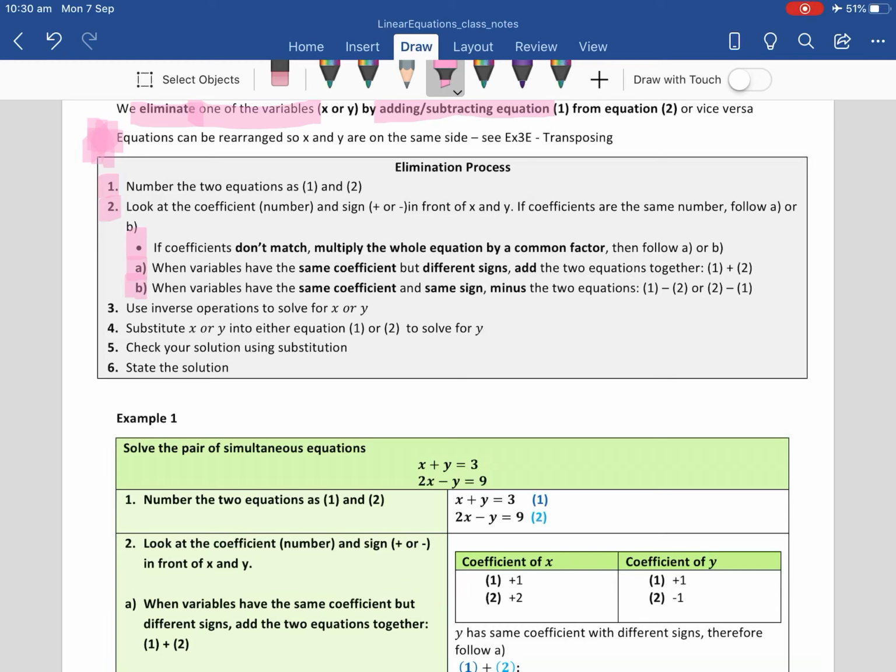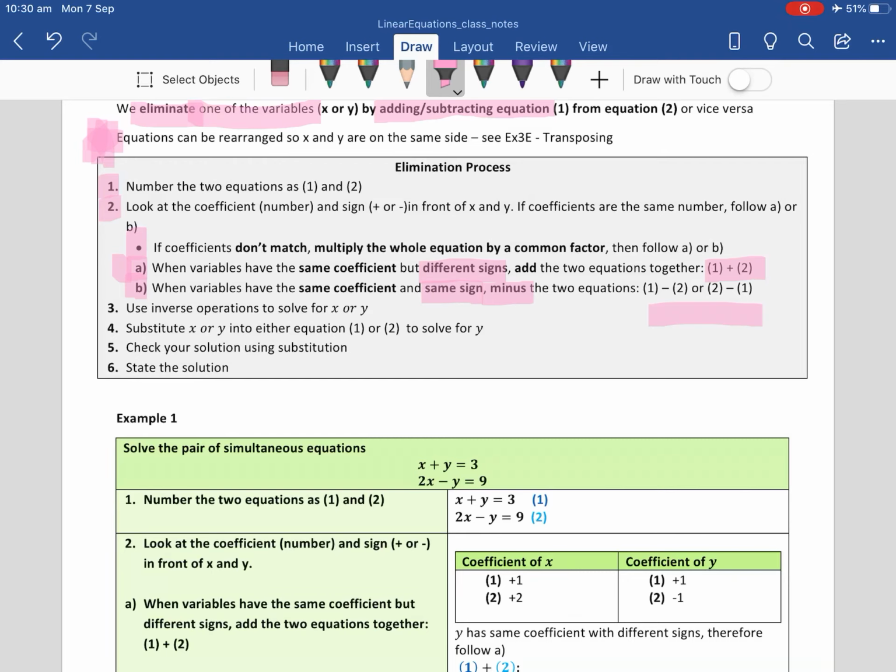So there are a couple of different steps here. For A, when variables have the same coefficient but different signs, you add the equations together. If they have the same coefficient and the same sign, you subtract them from each other. It doesn't really matter which way you go, whether you do equation 1 minus 2 or 2 minus 1.